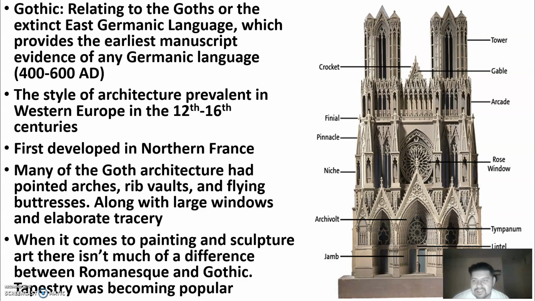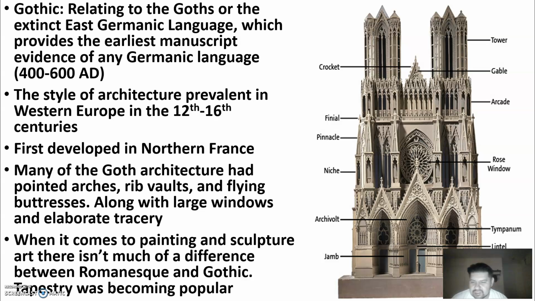Now, the thing is, Gothic, if you look up the definition, it basically means relating to the Goths or the extinct East Germanic language, which provided the earliest manuscript evidence of any Germanic language from 400 to 600 AD. The other definition of it is a style of architecture prevalent in Western Europe in the 12th to 16th century. And that's what we are going to be focusing on. Now, the thing is, it was first developed in northern France.